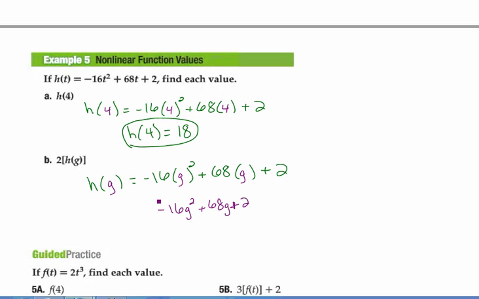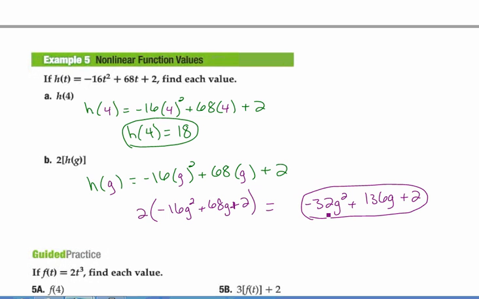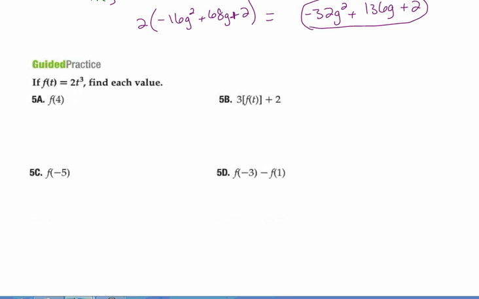Also says that 2 is out front, so now I'm supposed to multiply this whole thing by 2. So final answer, I have negative 32g squared plus 136g plus 2. Again, what am I supposed to do? Whatever's in that parenthesis, they're saying I'm supposed to plug in for all of the values of that independent variable. I'm going to go ahead and do that, and I'm going to get an answer like this. All right, last guided practice. Go ahead and give it a try.